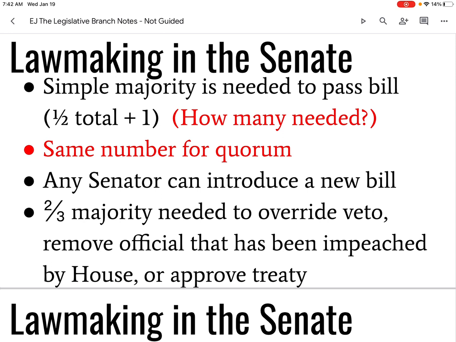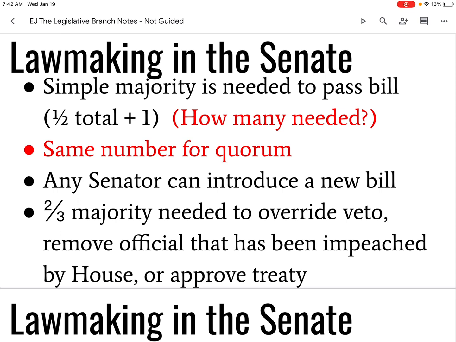So, lawmaking in the Senate. All you need is a simple majority to pass a bill. So how many is that? That is 1/2 plus 1. That is 51 members. So that is the same number you need for a quorum, or people present for a vote. So 51 to get a bill passed into a law.